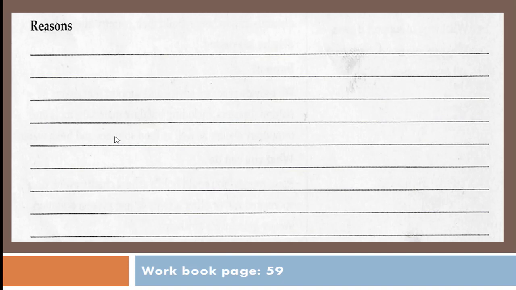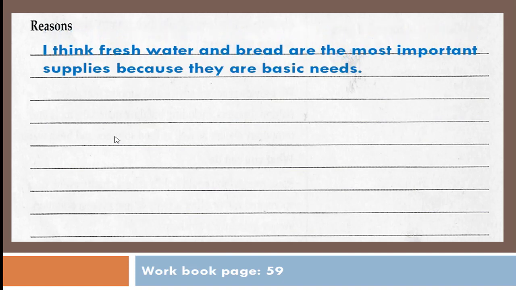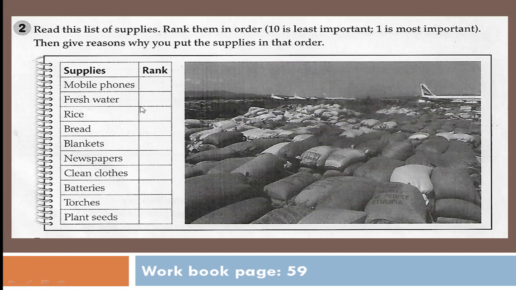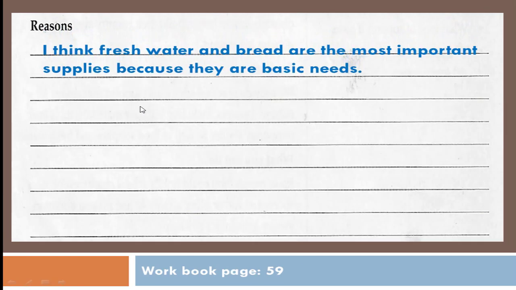You are going to write sentences telling me why you chose the most important supplies and the least important supplies. For example, if you choose fresh water and bread as number 1 and 2, we can say, I think fresh water and bread are the most important supplies because they are basic needs. Okay, you may put something different. So tell me, why do you choose this order here? Give reasons, write sentences, and it's better to write a paragraph. It's okay if you want to write sentences, that's great.